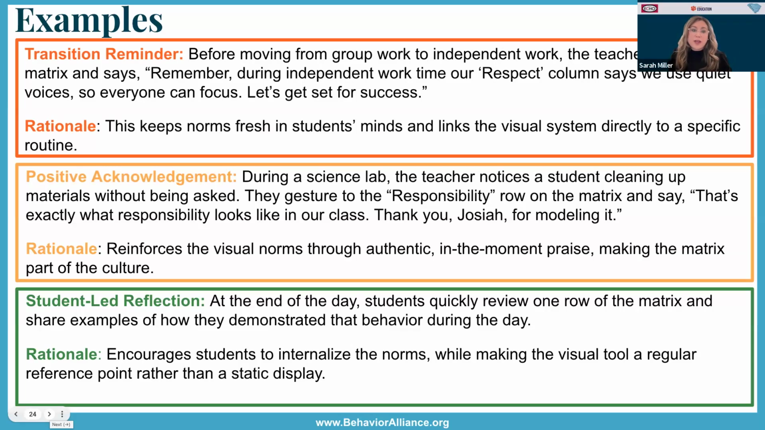And then student-led reflection, we saw this in that video. Except this example is saying at the end of the day, students quickly review one row of the matrix and share examples of how they demonstrated that behavior during the day. So that, of course, encourages the students to internalize those norms while making that visual tool their regular reference point. So the video was before class, and then this reflection example is for afterwards. Both can be powerful.